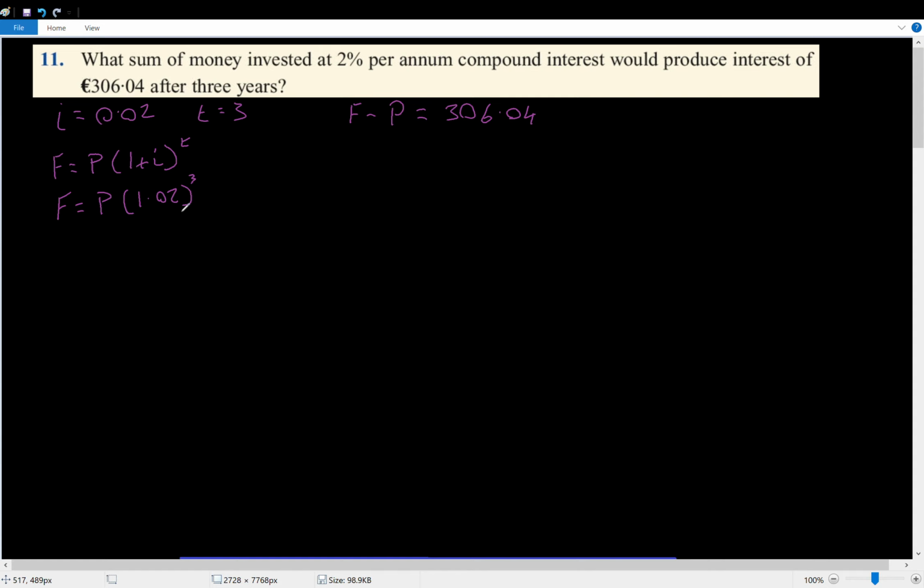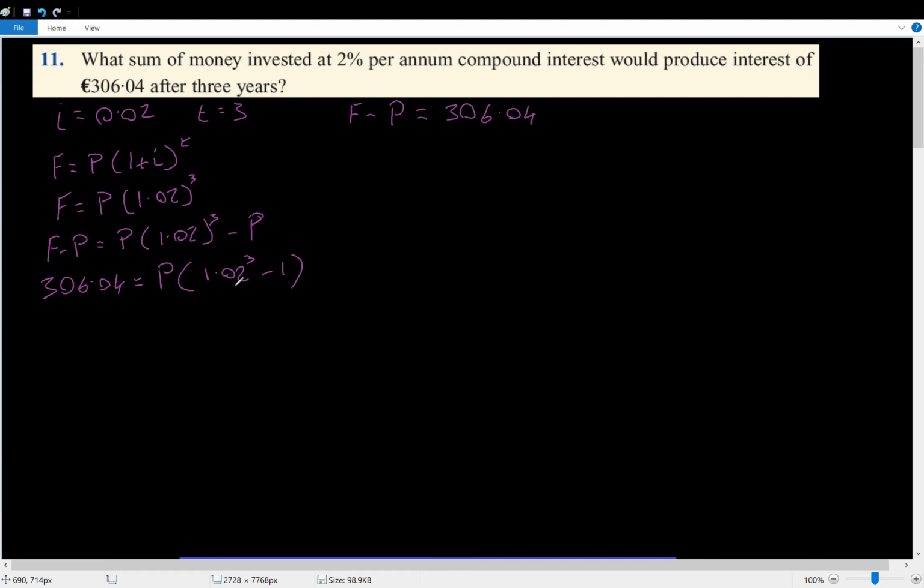So if we take principal from both sides, we go F minus P is equal to P times 1.02 to the 3 minus P. So all we've done is we've just taken P away from both sides. Now on the left hand side we have 306.04, and on the right hand side, if we factorize P out of this, we get P times 1.02 cubed minus 1, like that.